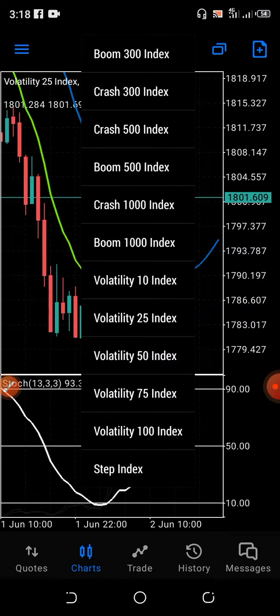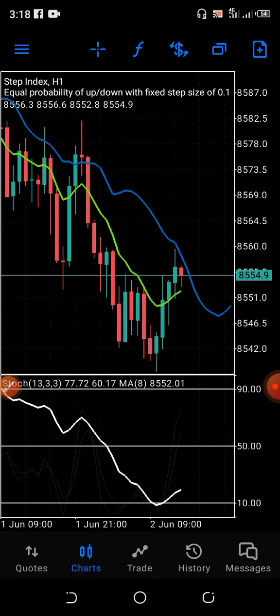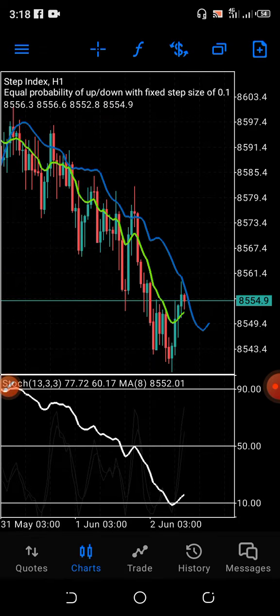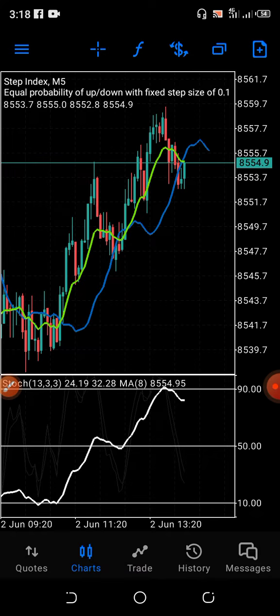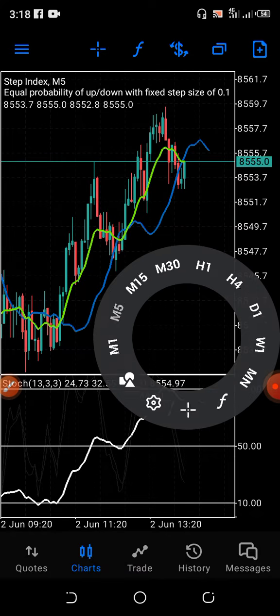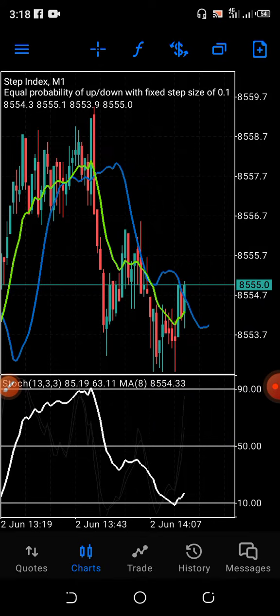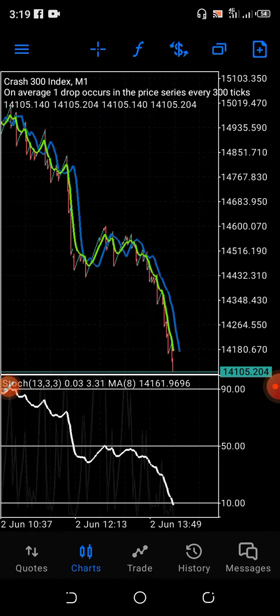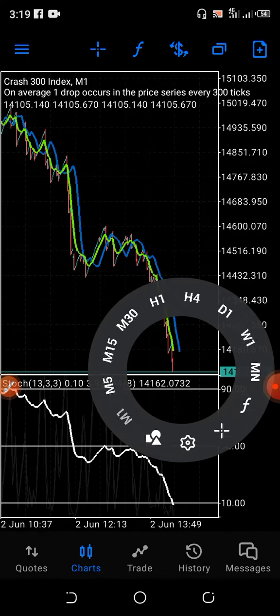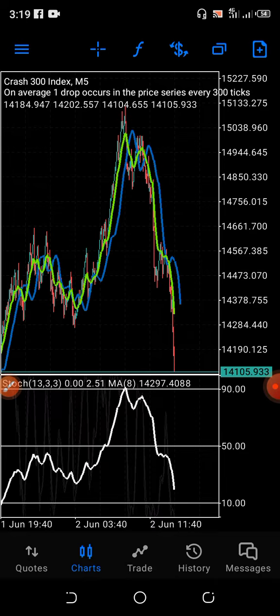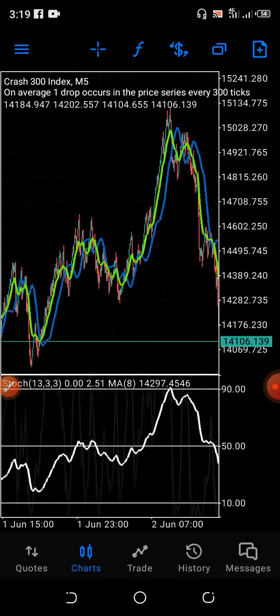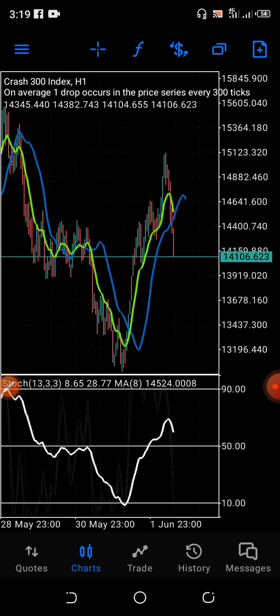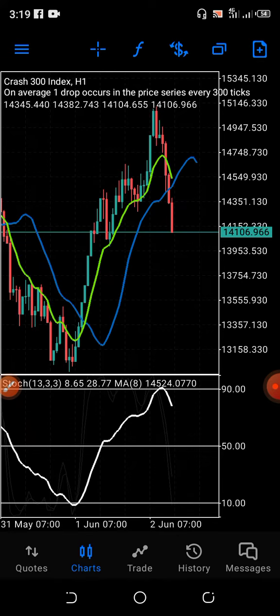It can work for Step Index. It's real. If you see a good confirmed entry, you can go in and take your trade without fear, without shaking. It can also work for Crash 300 to the end. It's a very powerful strategy that can make anybody who wants to succeed in forex trading rich.